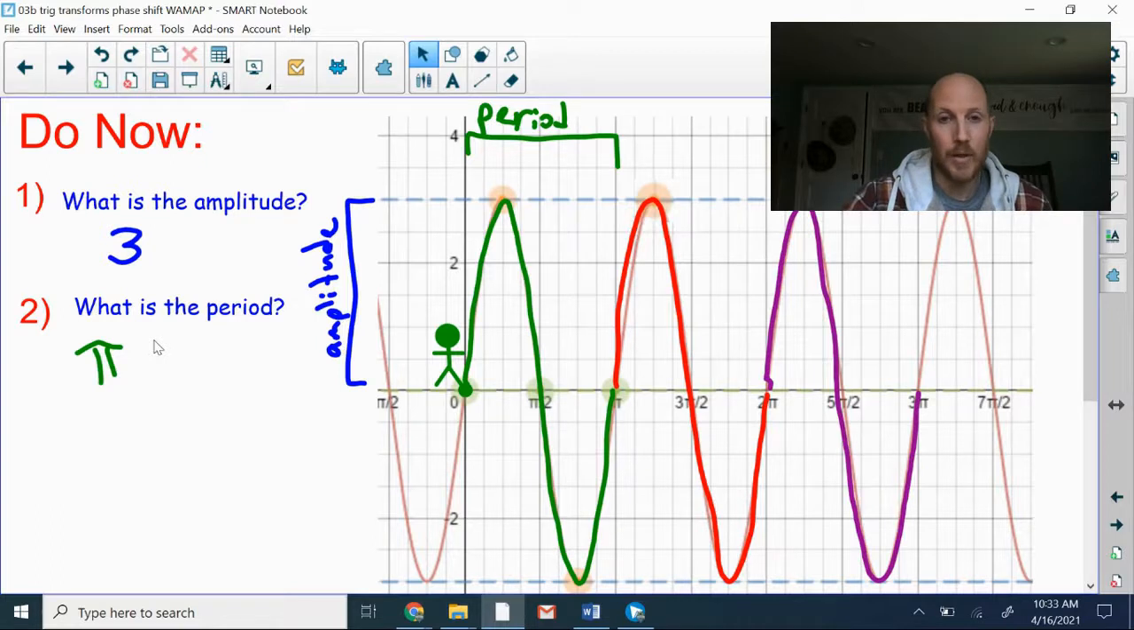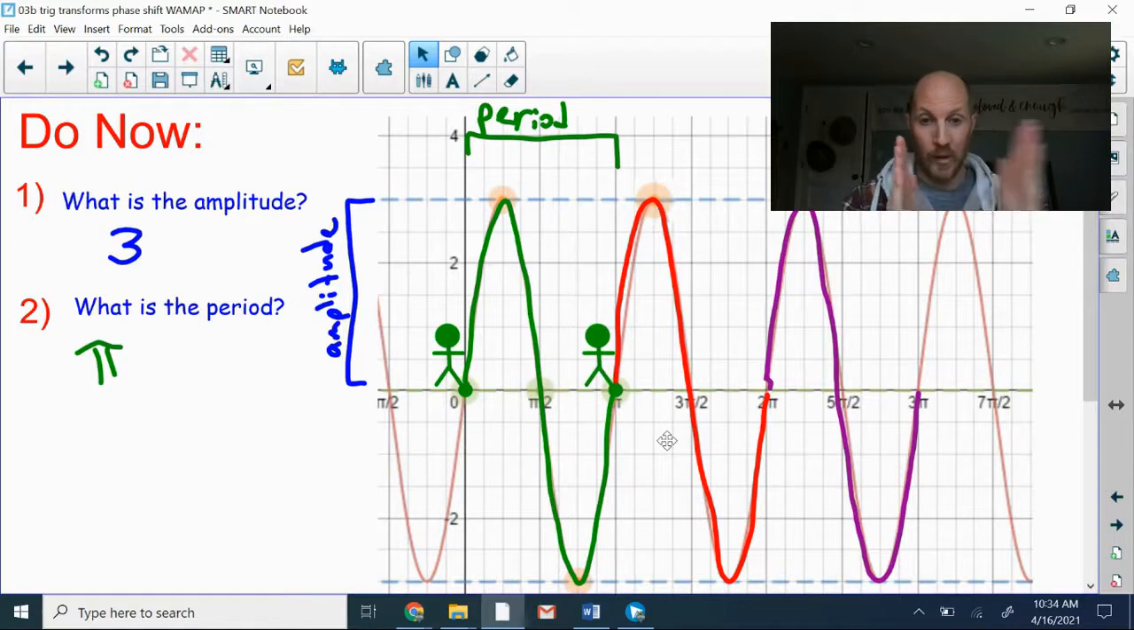Number 2, period. Period is the length of one complete cycle. And so my little green graph walker there marking the beginning. You could start at lots of different places, but if we start at the y-axis at 0, going sideways, then we're right at the midline on our way uphill. And so we just need to find out when is the next time that we will come back to that same spot. And that would be at pi. So the horizontal distance across the graph, that's the period, pi.